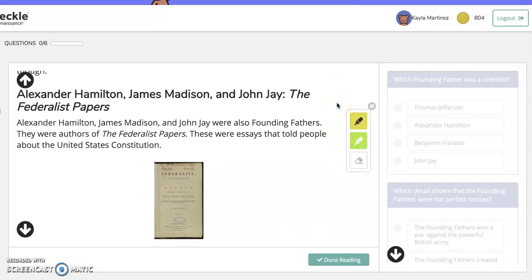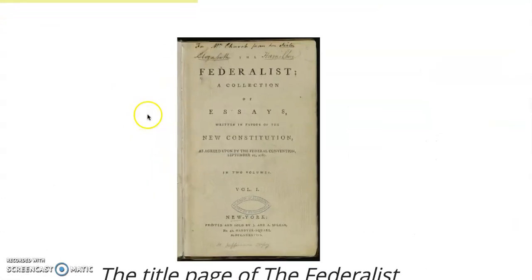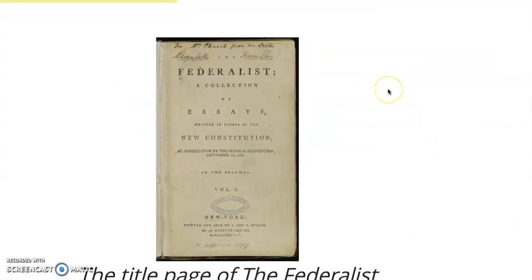And now we're going to talk about the last three men that were founding fathers: Alexander Hamilton, James Madison, and John Jay. And we're going to talk about the Federalist Papers. Say that again with me. The Federalist Papers. That's a big word. Alexander Hamilton, James Madison, and John Jay were also founding fathers. They were authors of the Federalist Papers, so they wrote these papers. These were essays that told people about the United States Constitution, so it helped people understand what it was about. And this is the title page for it. This is what it actually looks like. This is a true picture of it.